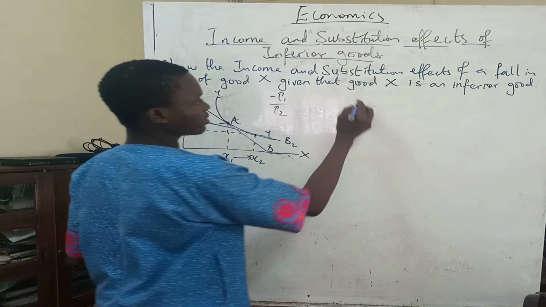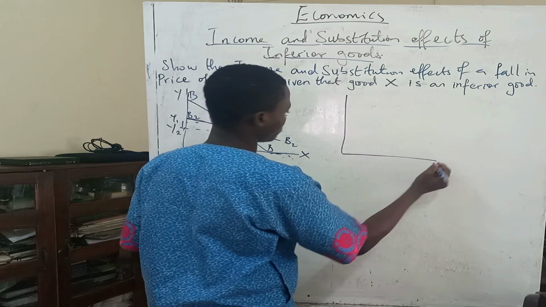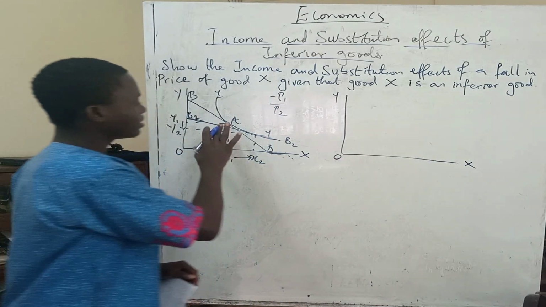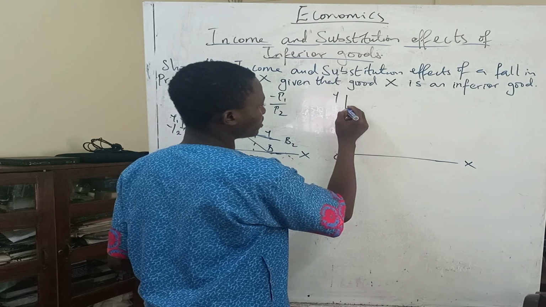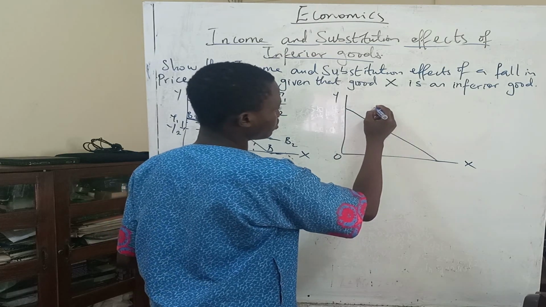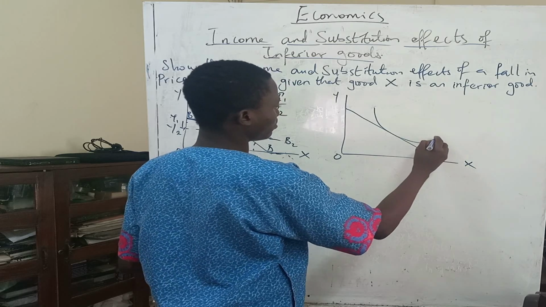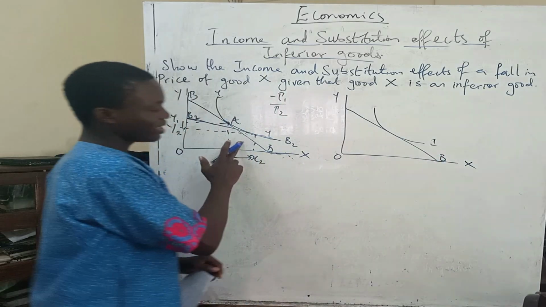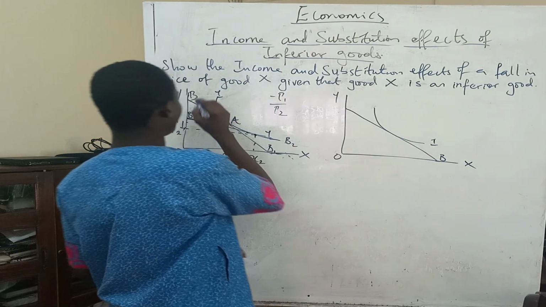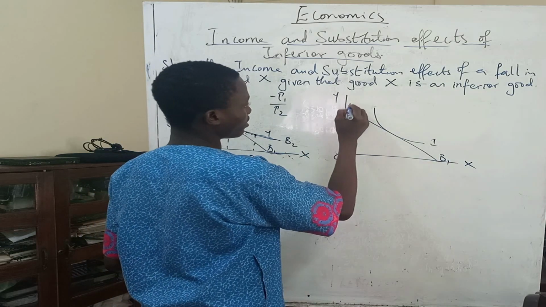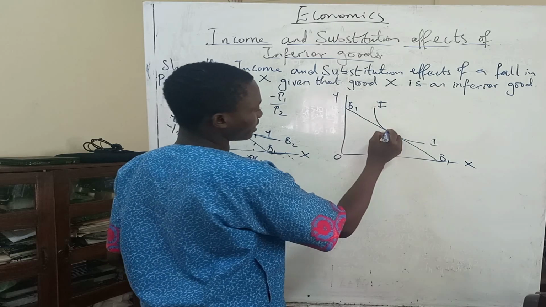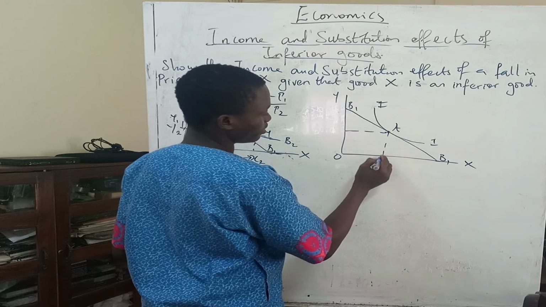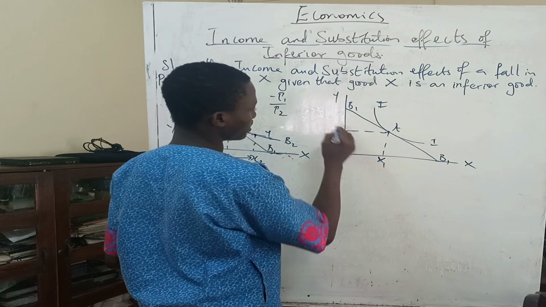How about the income effect? So we have this. This is X, this is Y, this is 0. We still have the initial point, point A. Then the first budget line, which was the first budget line that we had here, that was B1, right? So we have B1, and this was our initial combination A. So this is X1, and then this is Y1.